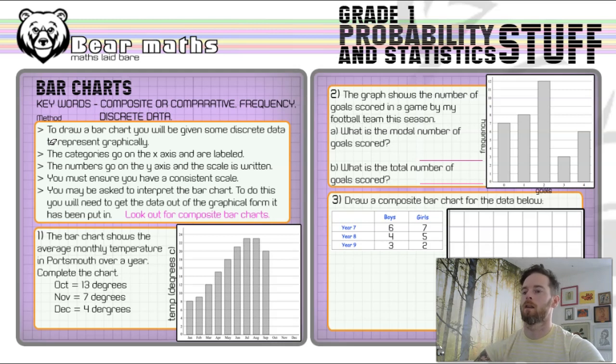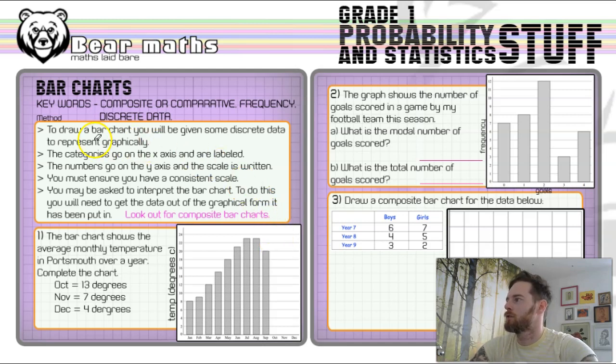You've got two bars where you've got a category that's been split into two branches. And I'll show you an example of that in question 3. The frequency is how much of something there is, and discrete data, which you'll learn a bit more about in the types of data section, is numerical data that is whole numbers, not fractions or decimals.